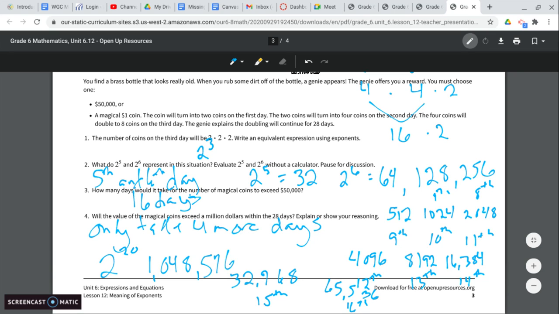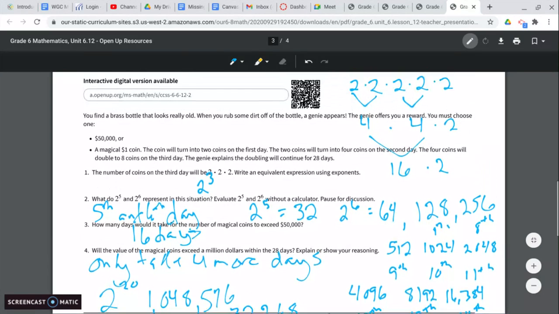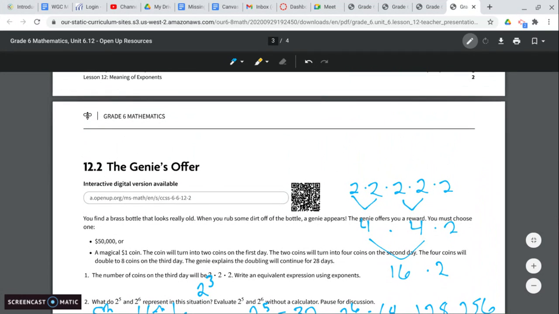Just imagine what the 28th day is going to be. Which I always find this interesting, so I will tell you. On the 28th day, which would be the end of this, how many days the coins will double, we will end up with 268,435,456. So, which offer is the better offer? Definitely the magical coin, for sure.